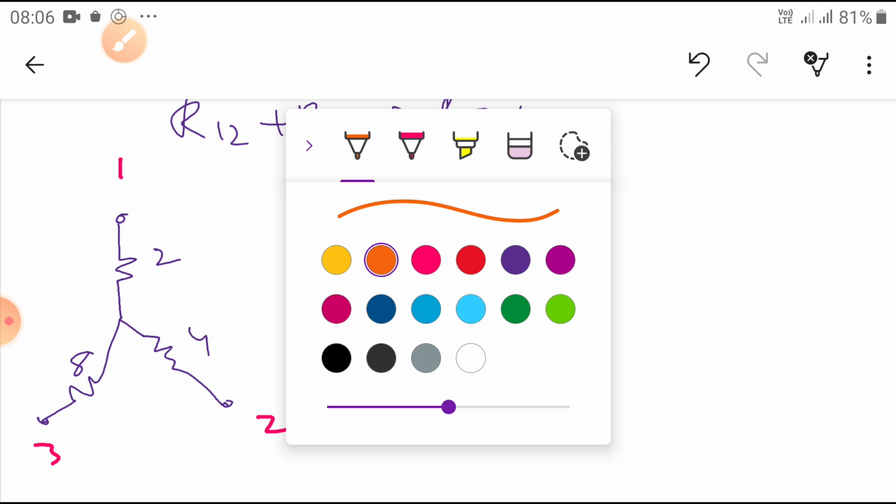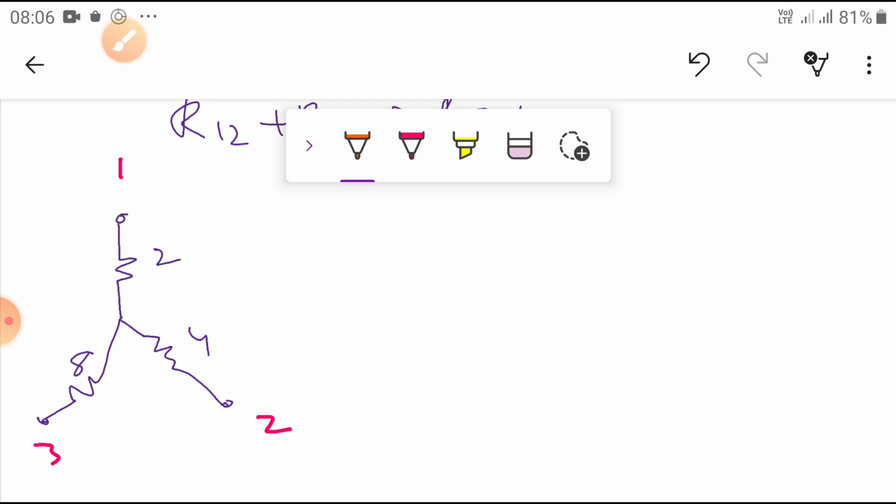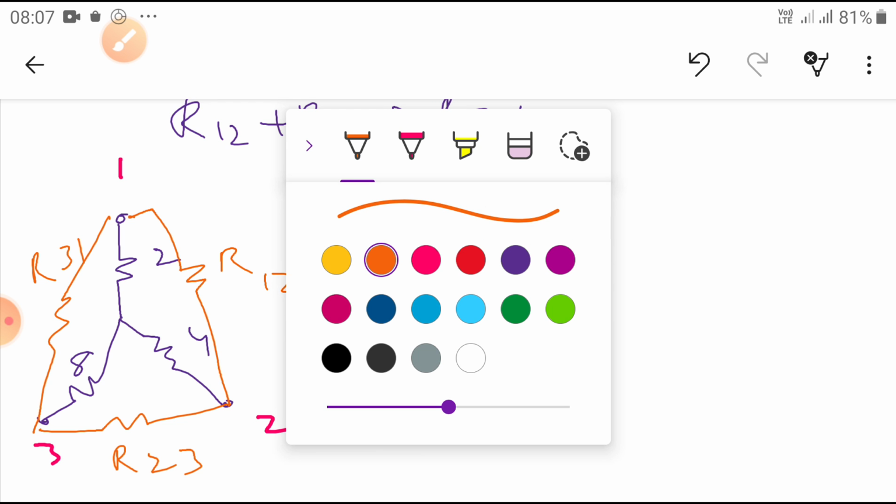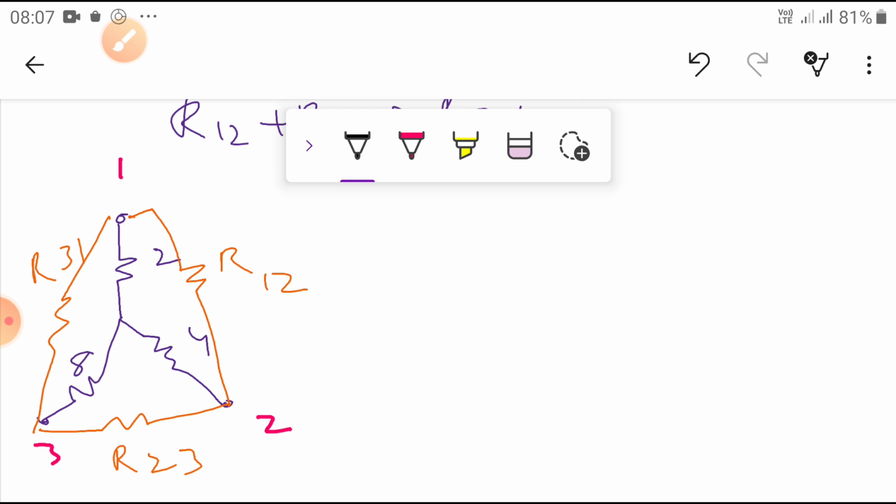Okay, I can write it. So now I am going to write the equations here. I want to know these values: R12, R23, R31. So what is the value? Simply, R12 I want to write.